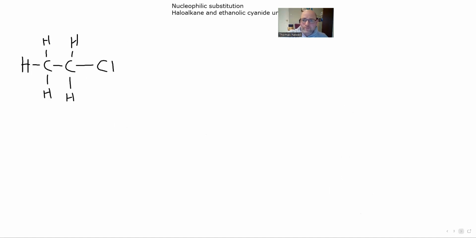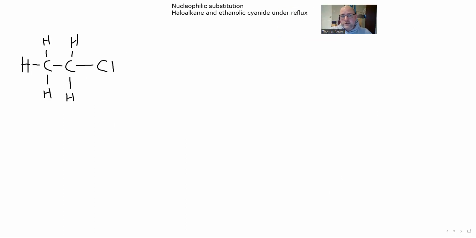So we can also do nucleophilic substitution with ethanolic cyanide. Now, this is a cyanide ion, and the cyanide ion is made up of a carbon and a nitrogen. What we have here is the word ethanolic cyanide, and this just means that cyanide is dissolved in ethanol.